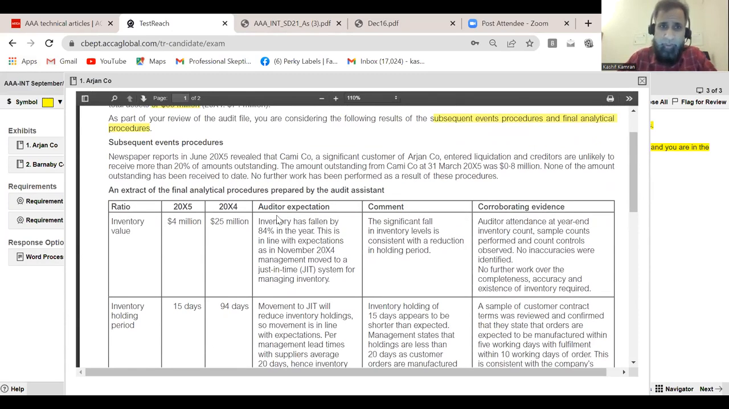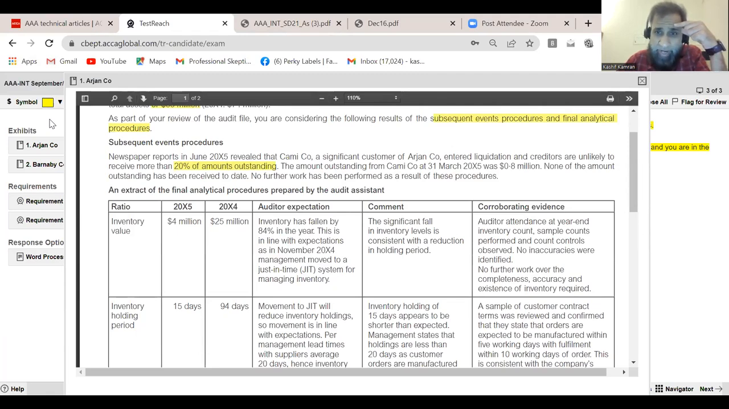Newspaper reports in June 20X5 revealed that Chemi and Company, a significant customer of Urgent Company, entered liquidation, and creditors are unlikely to receive more than 20% of the total amount. So one of the customers of Urgent, Chemi, has entered into liquidation, and the creditors will not receive more than 20% of the amount. So whatever outstanding balance you have from Chemi, how much of that will you be receiving as Urgent company? Whatever outstanding balance you have, only 20% of that.